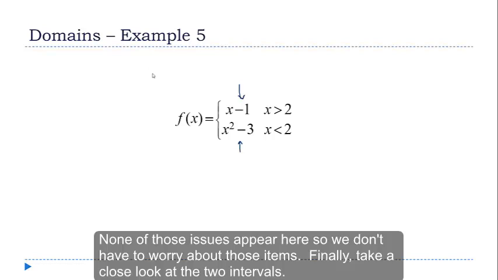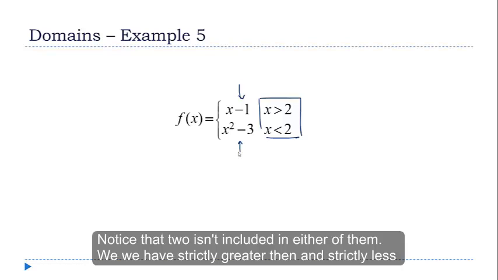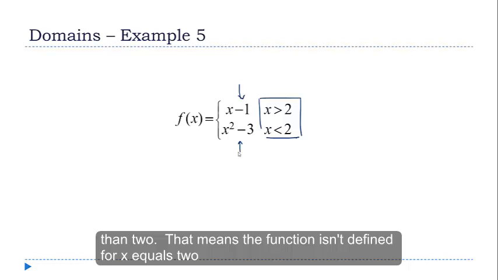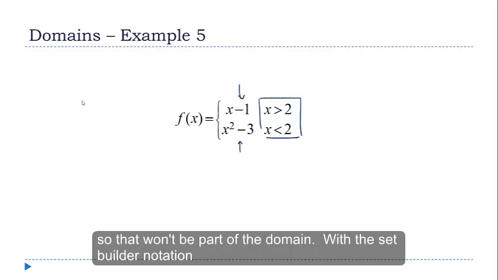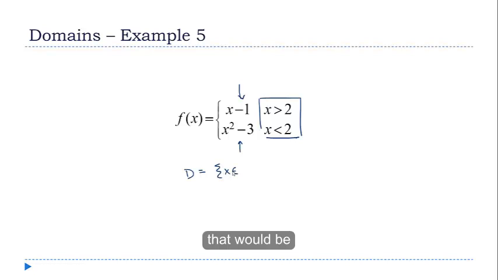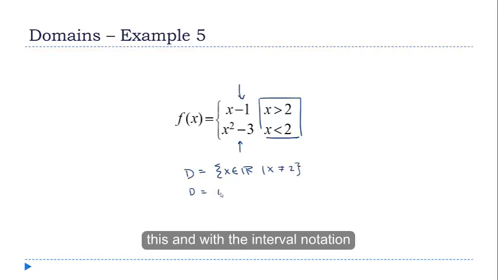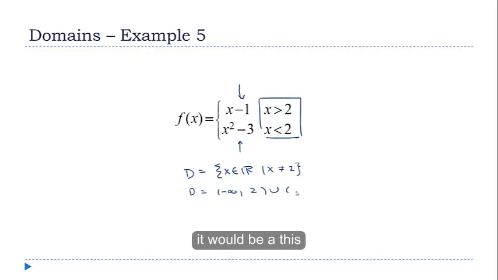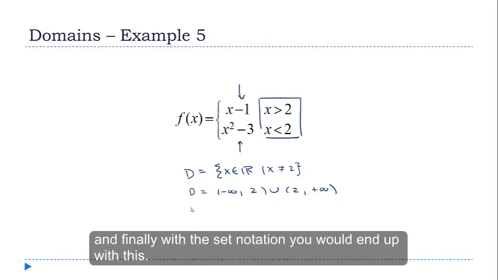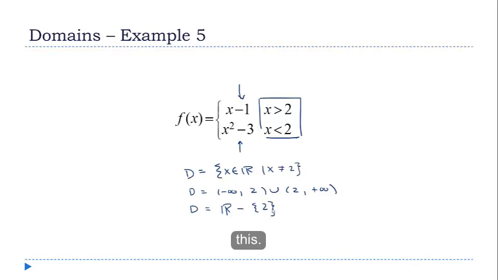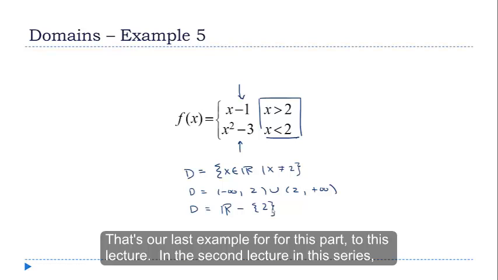Now, finally, take a close look at the two intervals. Notice that 2 isn't included in either of them. We have strictly greater than and strictly less than. So that means the function isn't defined for x equals 2, so that won't be part of the domain. With the set builder notation, that would be this, and with the interval notation, it would be this. And finally, with the set notation, you would end up with this.